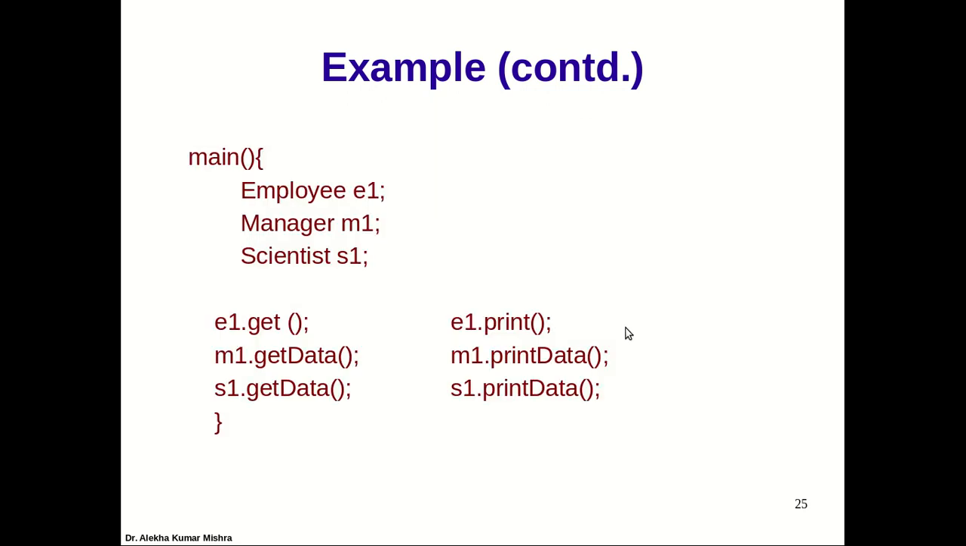All right, so we can see here how the data which are protected are inherited and also can be accessed directly by the member functions of the derived class. That is the thing we are going to discuss here.